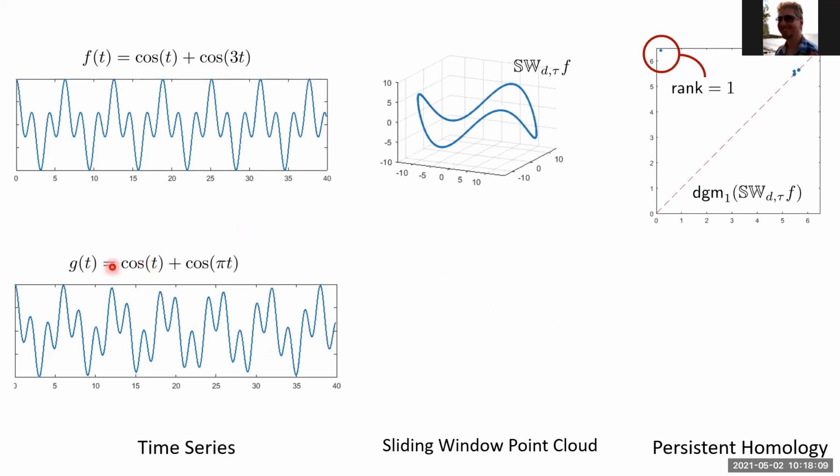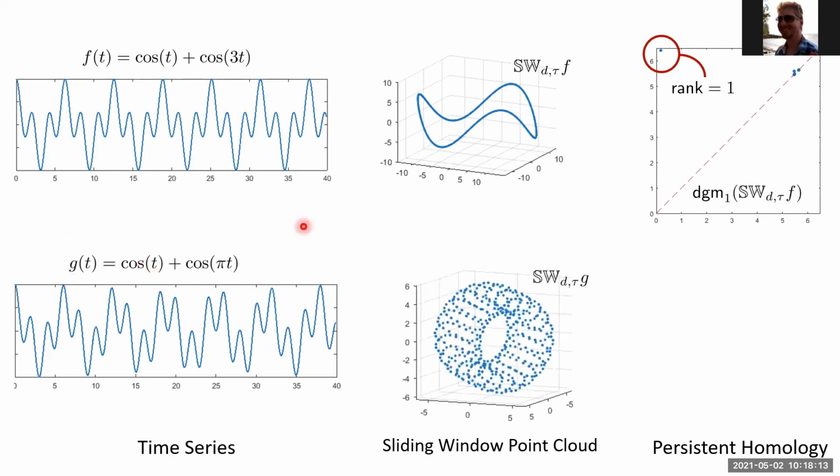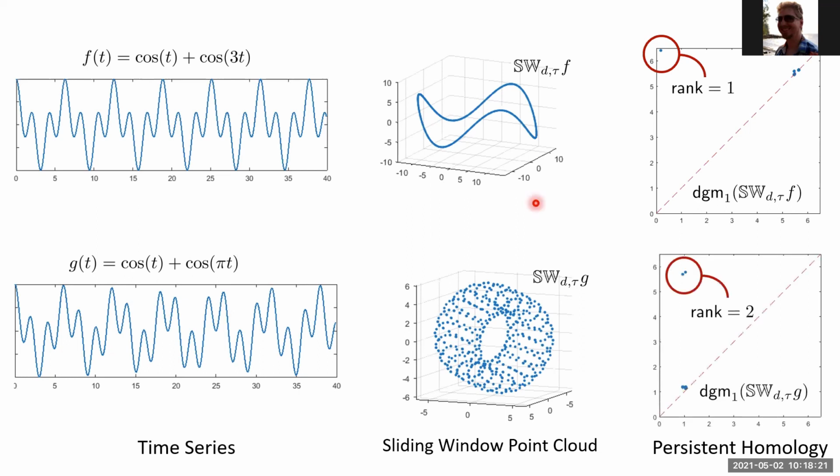The interesting thing is that when you take the second function and you compute its sliding window embedding, it turns out that it fills out this two-dimensional torus. And when you compute persistence, lo and behold, it is very clearly indicated in the persistence diagram.